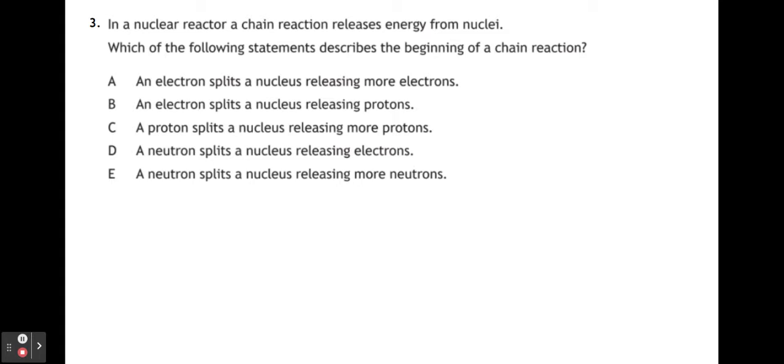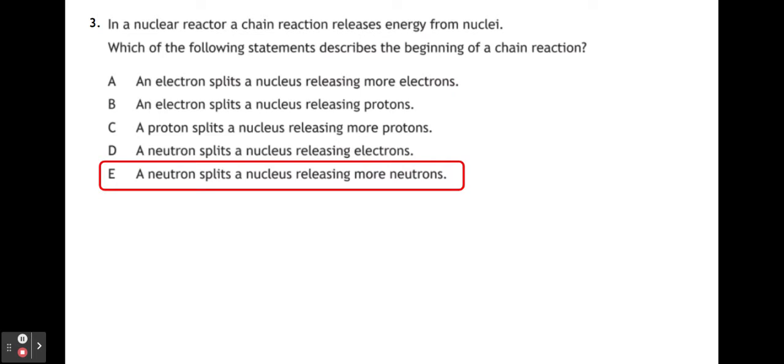Okay, so the beginning of a chain reaction occurs when a neutron is fired towards the nucleus of a large atom, causing it to split, releasing energy and further neutrons, which can then collide with further nuclei, creating further fission reactions. So the answer, therefore, is E. A neutron splits a nucleus, releasing more neutrons.